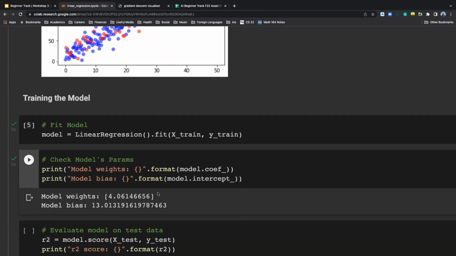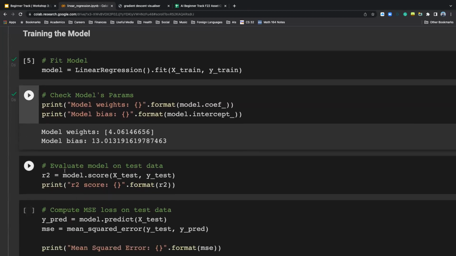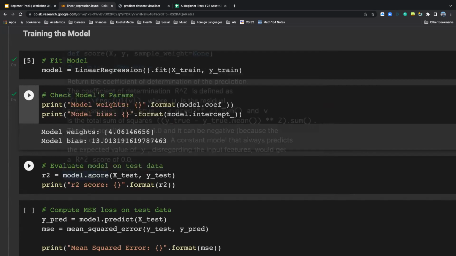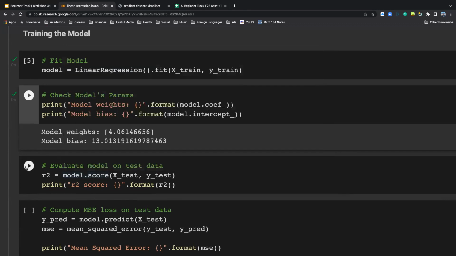As we see, the bias here is the y-intercept, and the weight is the slope of the function, this line that we're making. So now we're going to evaluate our model on our test data. The model.score function is the function that runs the mean squared error thing that Venkat was talking about earlier. So now we're going to run that.